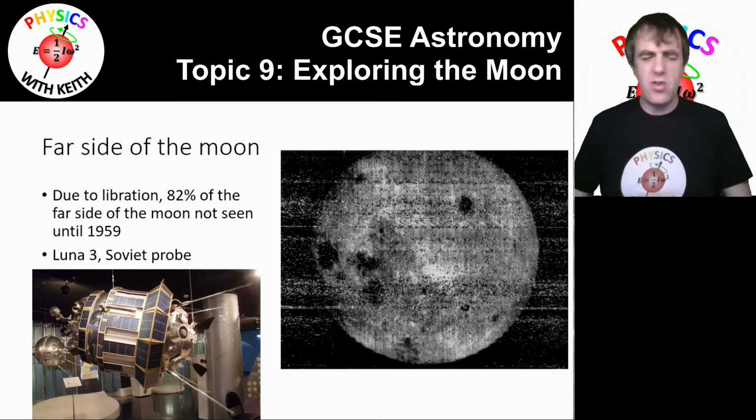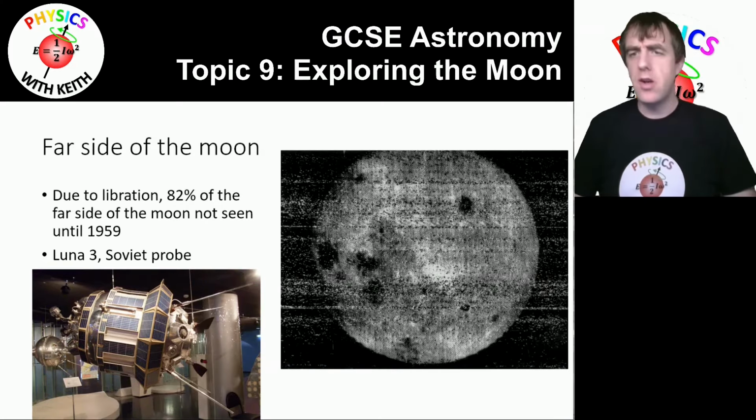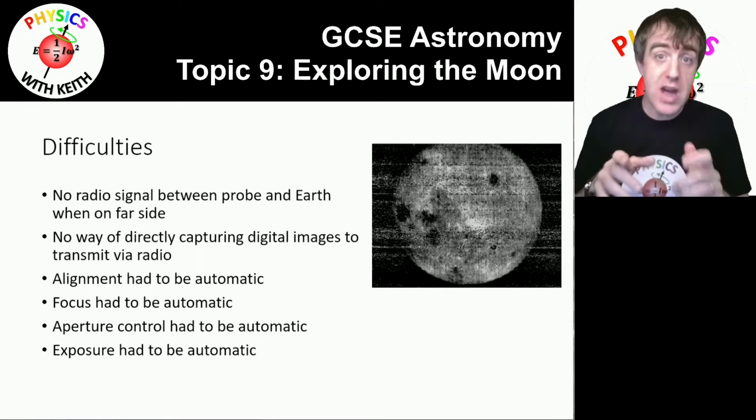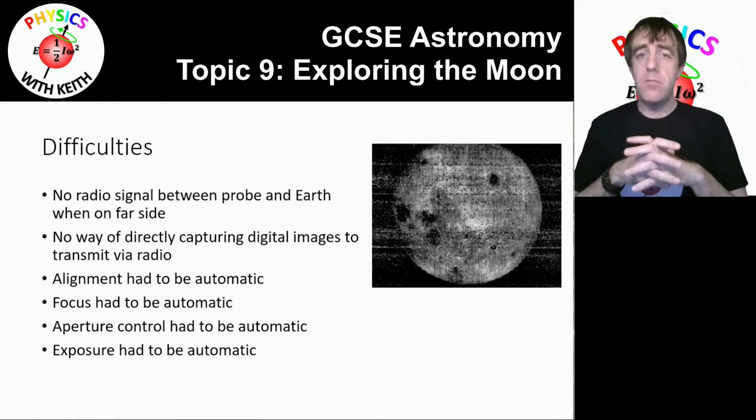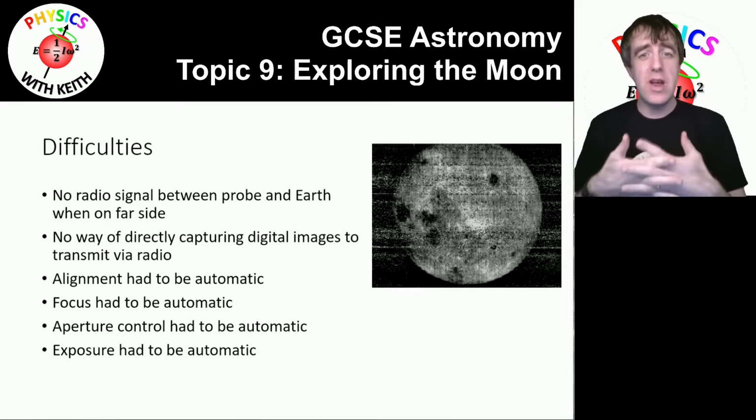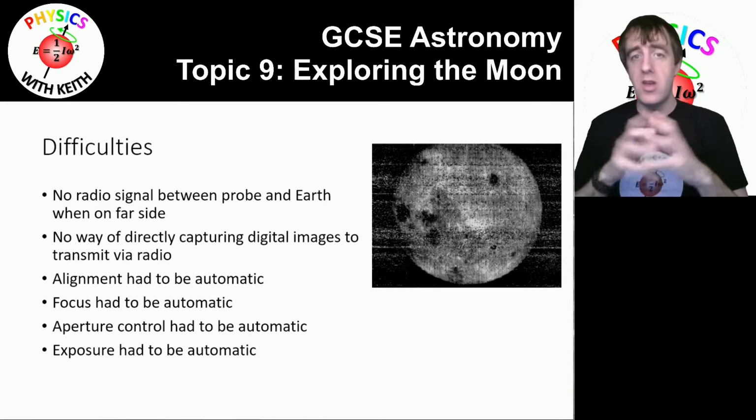Today, we use digital cameras, and the idea of taking a photograph and beaming the data from one place to another, we don't really think about. It's so easy to do. Back in 1959, that wasn't the case. There were a number of challenges. For example, if the probe is on the other side of the Moon, there's no direct line between that probe and the Earth. So you can't send a radio signal directly between the probe and the Earth.